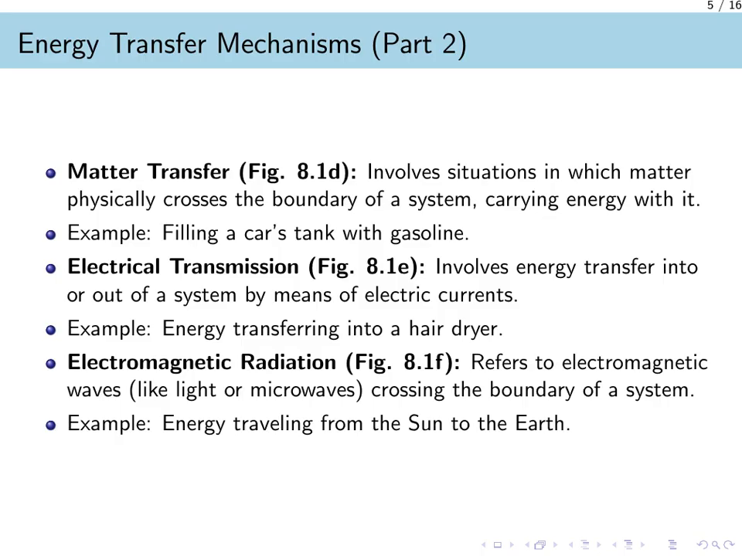The 5th mechanism is electrical transmission. This involves energy transfer into or out of a system by means of electric currents. This is how any electrical appliance, like a hairdryer, receives energy. The 6th and final mechanism is electromagnetic radiation. This refers to energy traveling in the form of electromagnetic waves, such as visible light, microwaves, or radio waves. A large-scale example is the energy from the sun traveling through the vacuum of space to warm the Earth. Together, these 6 mechanisms account for all the ways energy can be transferred across a system boundary.